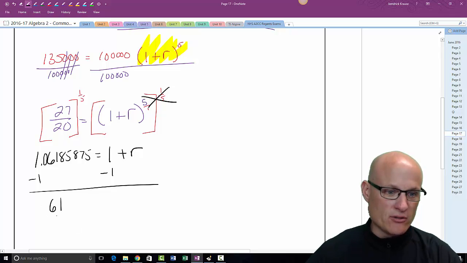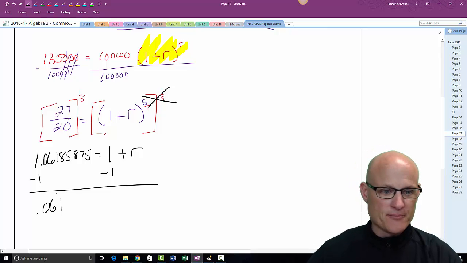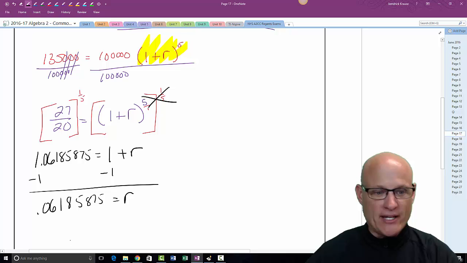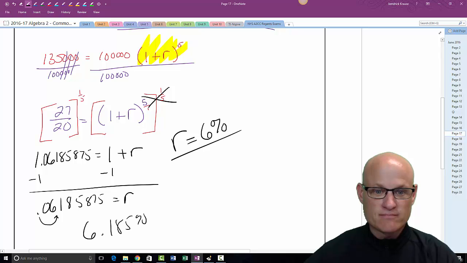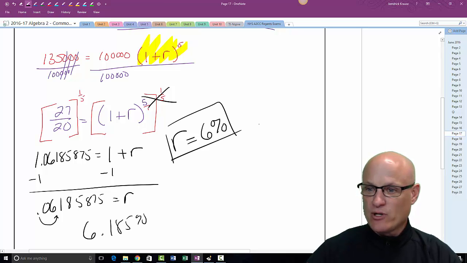So 0.06, because I was about to get 61%. I knew that wasn't right. 85875 equals r. So it said round to the nearest percent. Well, in order to get the percent, you got to move this decimal place over here. So you get 6.185%. So my answer is r equals 6%. Okay, that's that one. Let's keep moving.